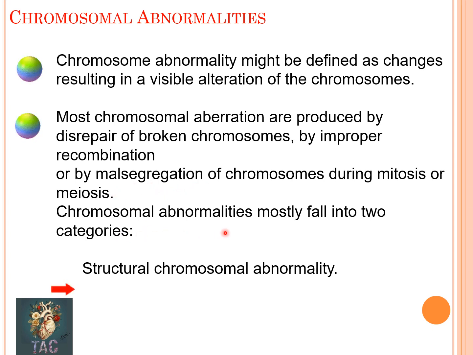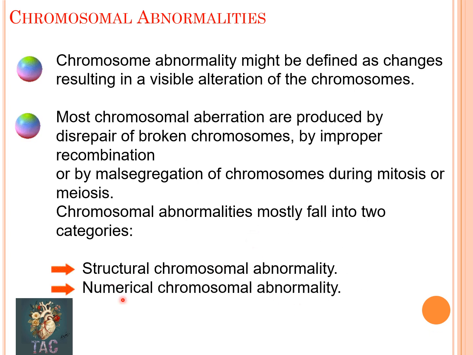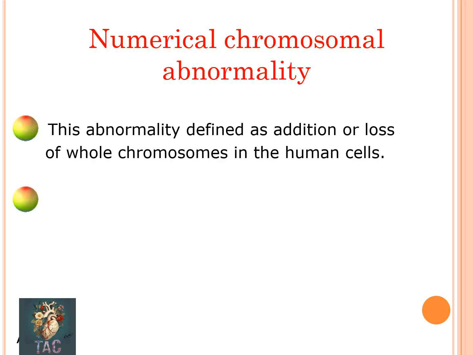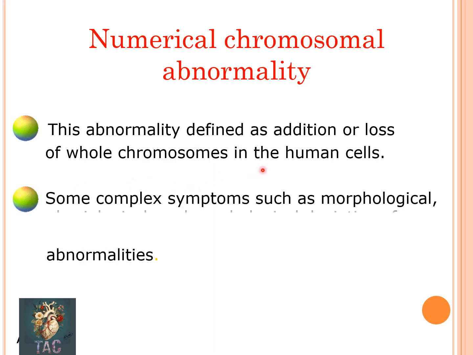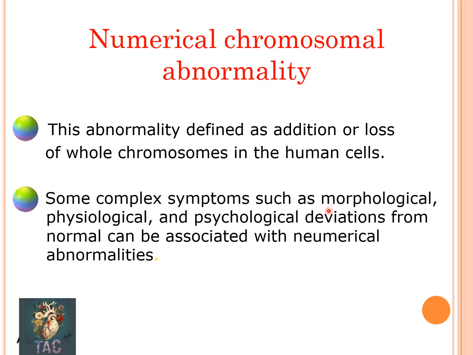Chromosomal abnormalities generally fall into two categories: structural chromosomal abnormalities and numerical chromosomal abnormalities. In today's class we are going to discuss the numerical chromosomal abnormalities, and in the next lecture we will discuss, inshallah, the structural chromosomal abnormalities. Numerical chromosomal abnormalities are defined as the addition or loss of a whole chromosome in the human cell. Complex symptoms such as morphological, physiological, and psychological deviations from normal can be associated with the numerical abnormalities.